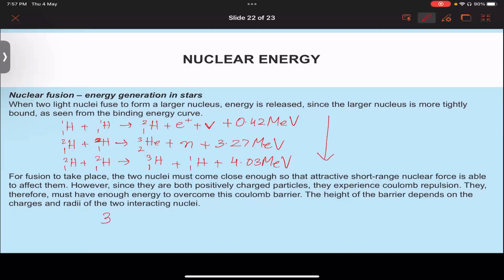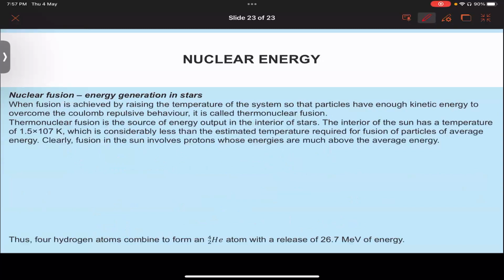So that would be 3/2 kT equals the barrier energy, which is 400 keV, where your T comes out to be 3 × 10^9 Kelvin. So you can see that a very high temperature is required, and such high temperatures can only be found in stars. That is why it's the kind of energy that is there in the generation of stars like the sun, for example.